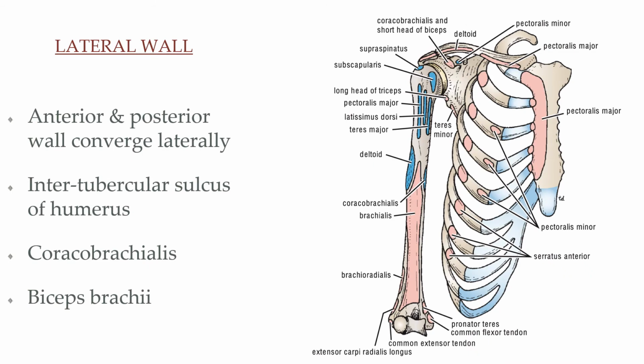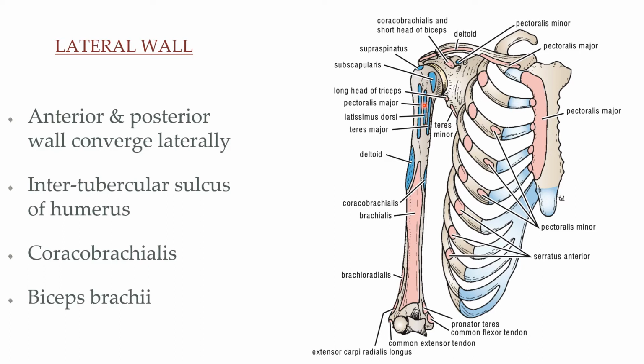Lateral wall of axilla is the narrowest wall where anterior and posterior wall converge. The lateral wall of axilla is formed by the upper end of the humerus where we have intertubercular sulcus. So the structures forming the lateral wall are those which insert over the intertubercular sulcus and which are contained inside the intertubercular sulcus. Over the lateral wall of intertubercular sulcus, we have the insertion of pectoralis major.